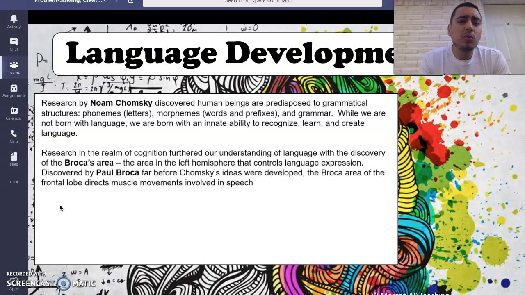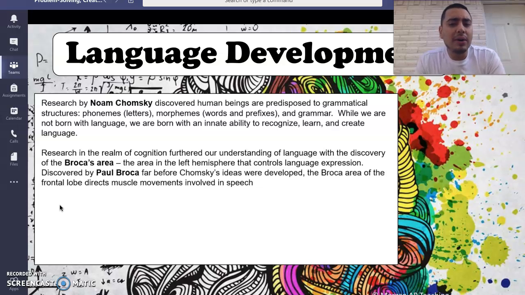Now, research by Noam Chomsky, right? He discovered that human beings are actually predisposed to grammatical structures, which are called phonemes, morphemes, and grammar. While we are not born with a language, we are born with an innate ability to recognize, learn, and create language. Research in the realm of cognition furthered our understanding of language with the discovery of Broca's area, the area in the left hemisphere that controls language expression. This area was discovered by Paul Broca far before Chomsky's ideas were developed.